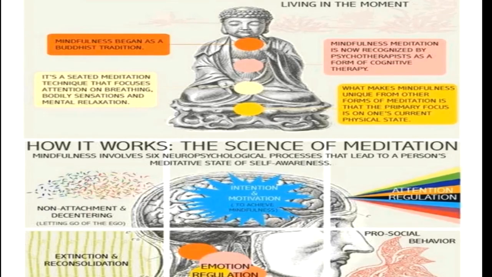How can we do this kind of mindfulness? Meditation is the best way to accept yourself, to change your negative thoughts, and to release unnecessary, unwanted thoughts from your mind. It is a seated meditation technique that focuses attention on breathing, bodily sensation, and mental relaxation. Here you can see in this slide, it is described very well how you have to start step by step and how you have to proceed.